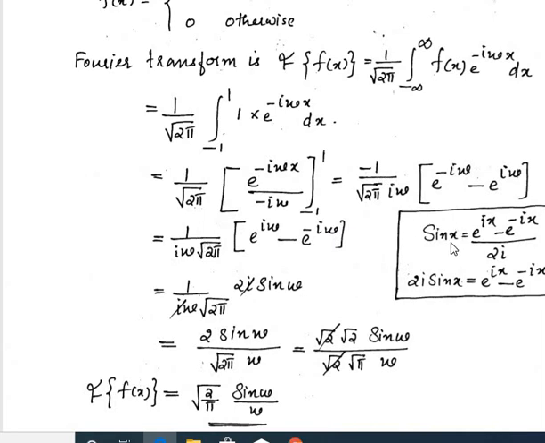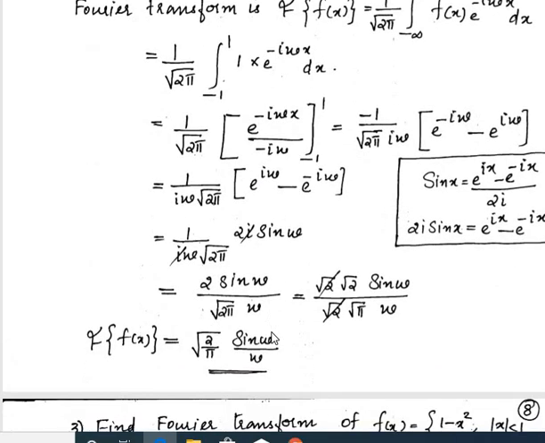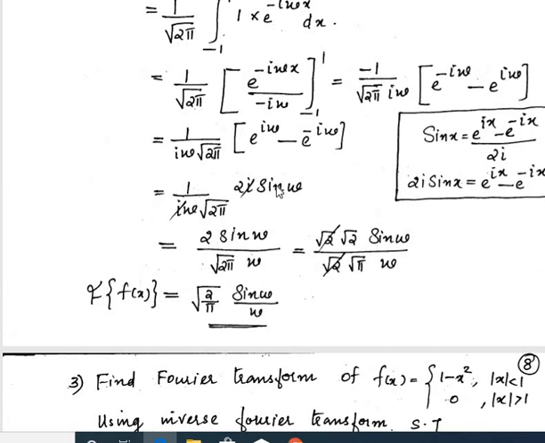And we know the result, that sin x is e raised to ix minus e raised to minus ix by 2i. So this one is equal to 2i into sin x. Here this is similar to that one. Instead of x, here it is omega. So this can be written as 2i sin omega. Now the i term will be cancelled and we write 2 sin omega by omega into root 2 pi, and 2 is root 2 into root 2, so one root 2 will be cancelled and we get root 2 by pi sin omega by omega.